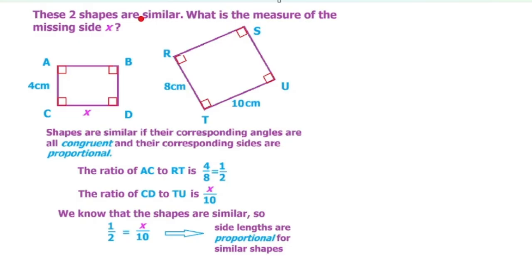So now we can isolate x, and to do that we need to get rid of the fractions on the bottom. So to do that we undo division. So to undo division we multiply. So we multiply both sides by 2 and 10.